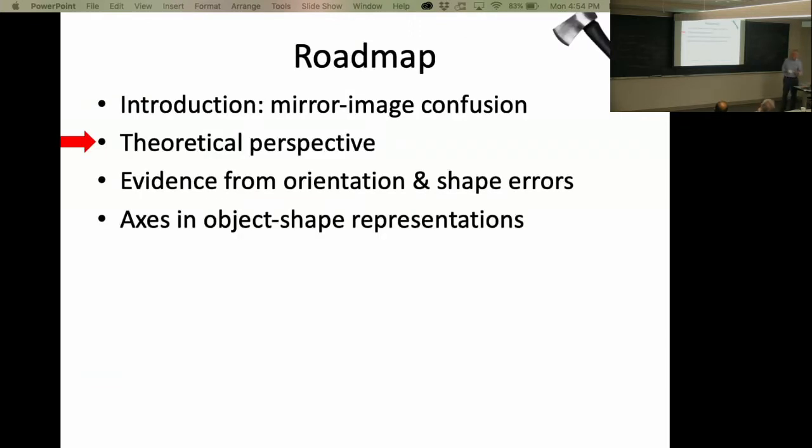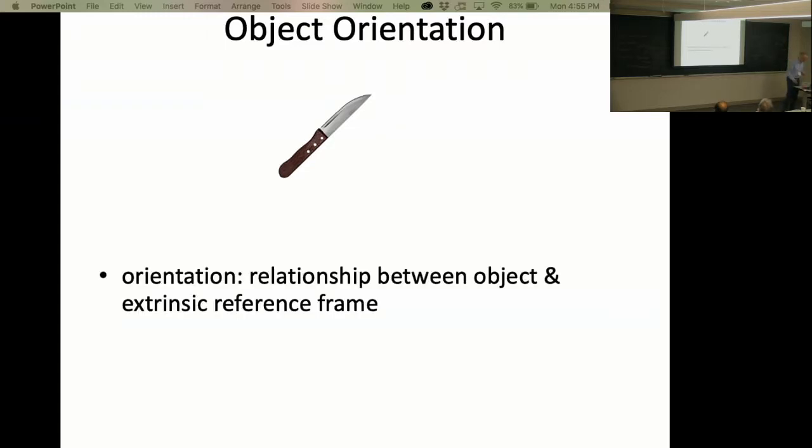And so that brings me to the theoretical perspective I want to suggest. So if we think about how to represent the orientation of an object, like this knife here, the knife doesn't have any orientation in and of itself. It only has an orientation relative to some extrinsic frame of reference, some frame of reference outside the object. And so we can imagine a simple frame of reference defined by an up and down direction, a vertical direction, and a horizontal direction. So the knife has an orientation in that frame of reference.